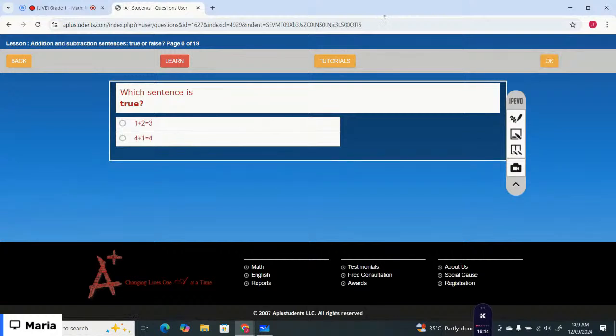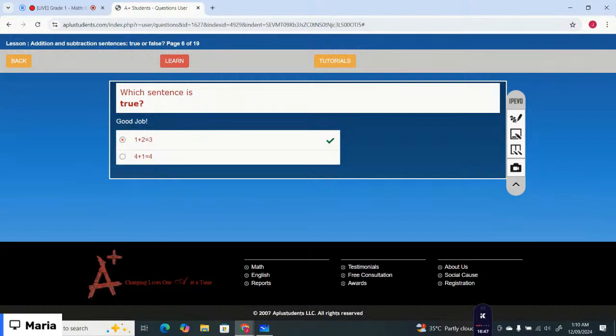The next one: which sentence is true? 1 plus 2 equals 3, or 4 plus 1 equals 5. Which option is the correct one? Option 1 is the correct option, because 1 plus 2 is 3. 4 plus 1 is not 4. So option number 1 is the correct option.